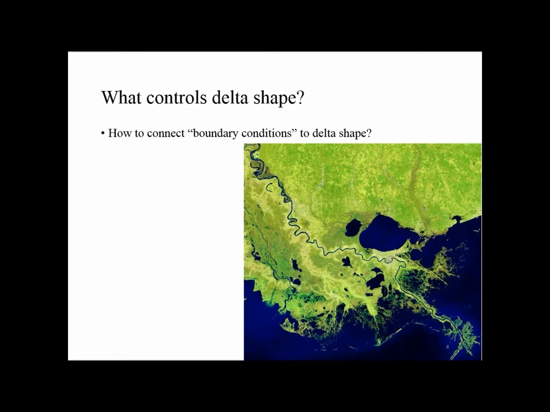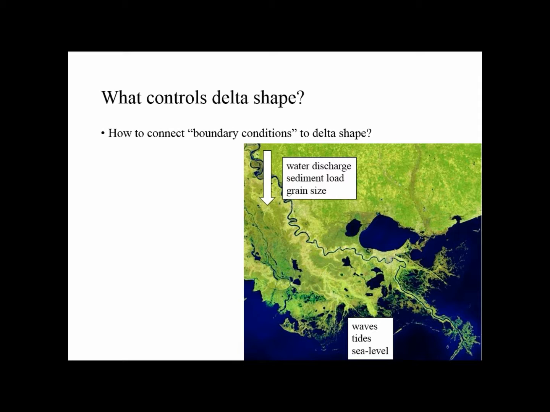So what controls delta shape? I'd like to phrase the question a bit differently, and that is how to connect boundary conditions to delta shape. If we're interested in predicting deltas globally, so all deltas at the same time, you need to know how boundary conditions, so things like water discharge, sediment load, and grain size, or waves and tides and sea level, so external controls on deltas, how they then determine the internal geometry of the shape of this system. All of these factors are not influenced by the delta itself, but they are external controls on the shape that results.